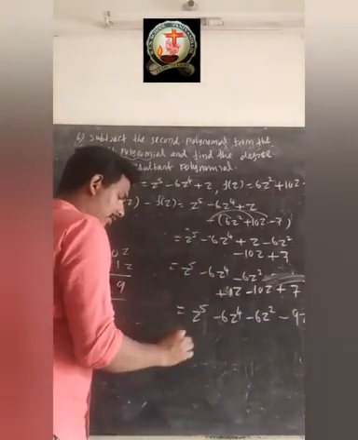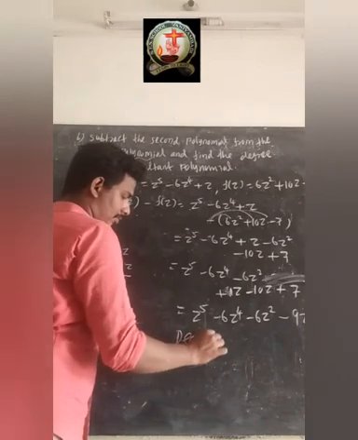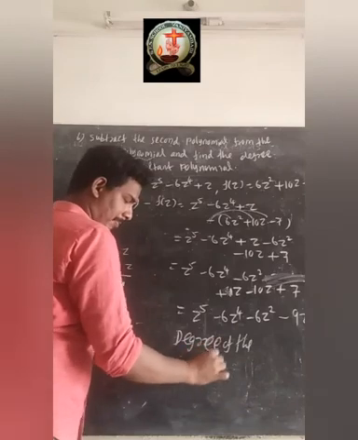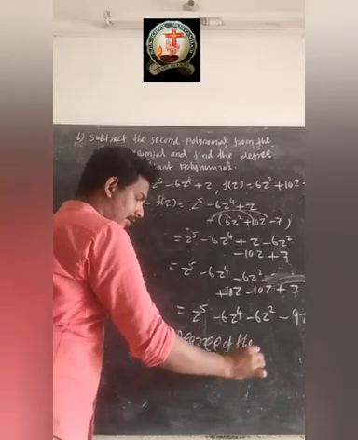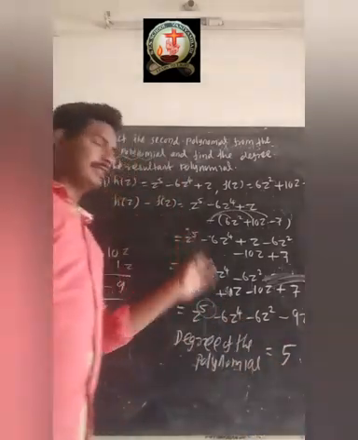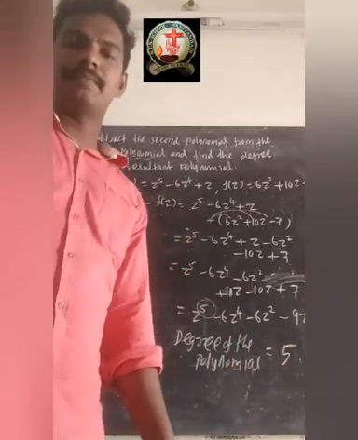So what is the degree of the polynomial? Degree of the polynomial equal to, answer is 5. So this is the answer for this question. Okay, thank you.